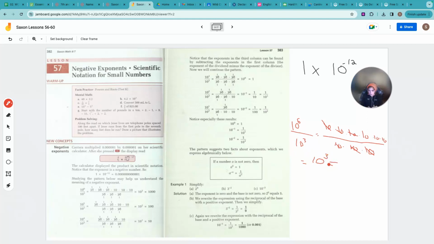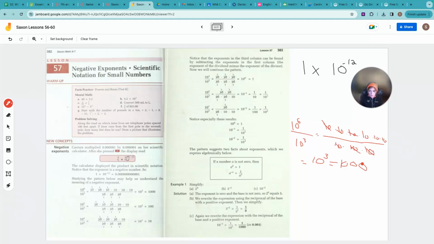Which, if you multiply, I'm going to use my calculator, because no way I'm going to actually use my brain to do that. So 10 to the third is 10 times 10 times 10, which would equal, it's blurry, 1,000. So that's basically what happens when you're dealing with some negative exponents.